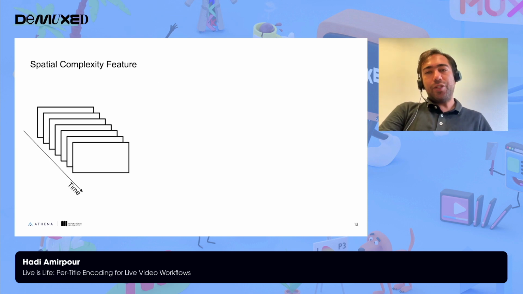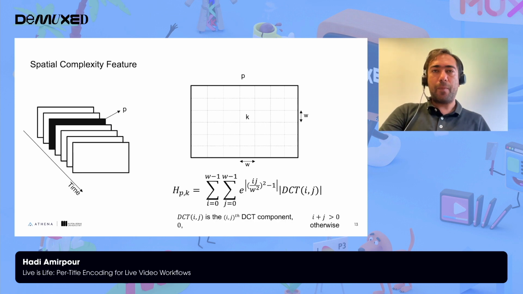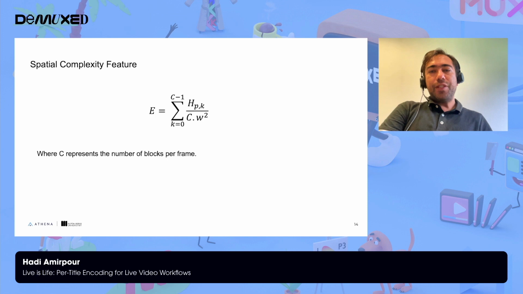To extract the spatial complexity for frame number P, we divide it into smaller non-overlapping blocks of size W cross W, and for the block number K, we introduce the energy function, or H, as the weighted DCT value. So for each block, we first calculate its DCT and then we introduce H as the weighted DCT values. By averaging over the entire blocks of a frame, the spatial complexity for that frame is obtained.